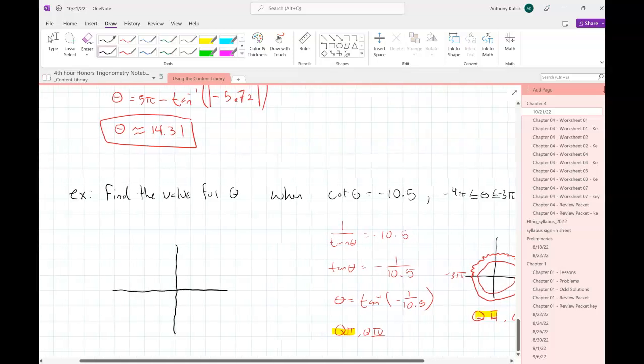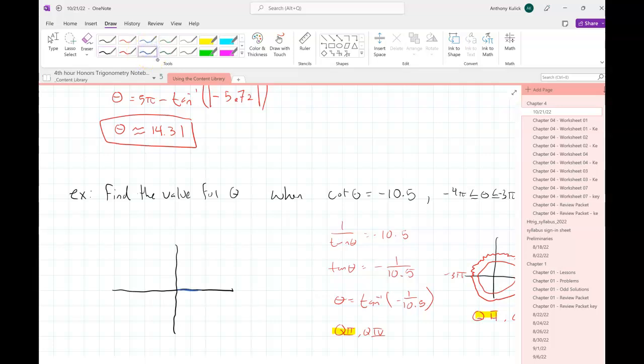So my answer I'm looking for is in quadrant 2. I'll draw my picture. Initial side, terminal side. So again, negative a half, negative 1, negative 1 and a half, negative 2, negative 2 and a half, negative 3, and there's my answer. Sorry, I went the wrong way at first. Oh boy.